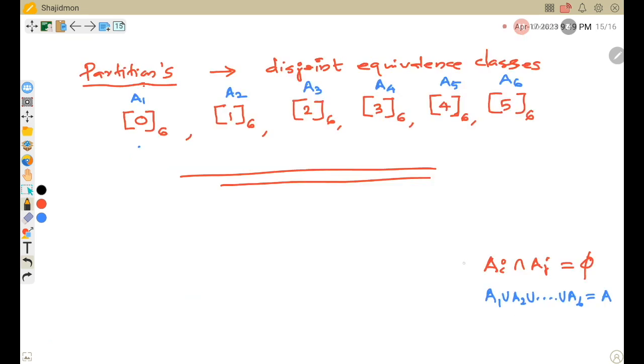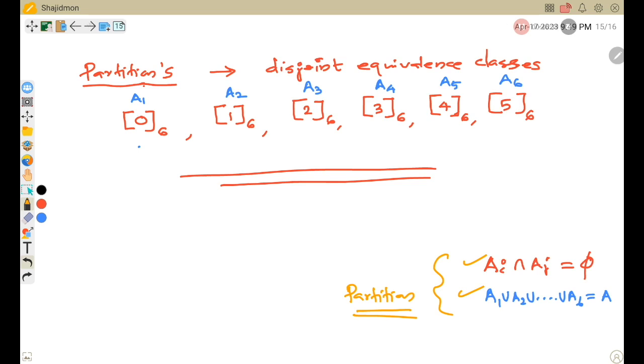So that is why the second condition is also correct, and the first is also correct. If it satisfies these 2 conditions, we call it a partition of that set. So what are the partitions in our question? The equivalence class 0, equivalence class 1, equivalence class 2, 3, 4 and 5. Hope you understood that question.